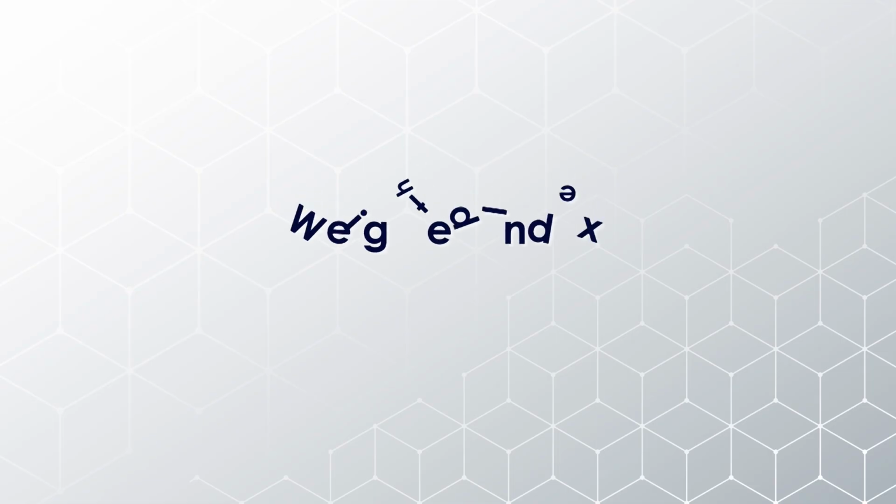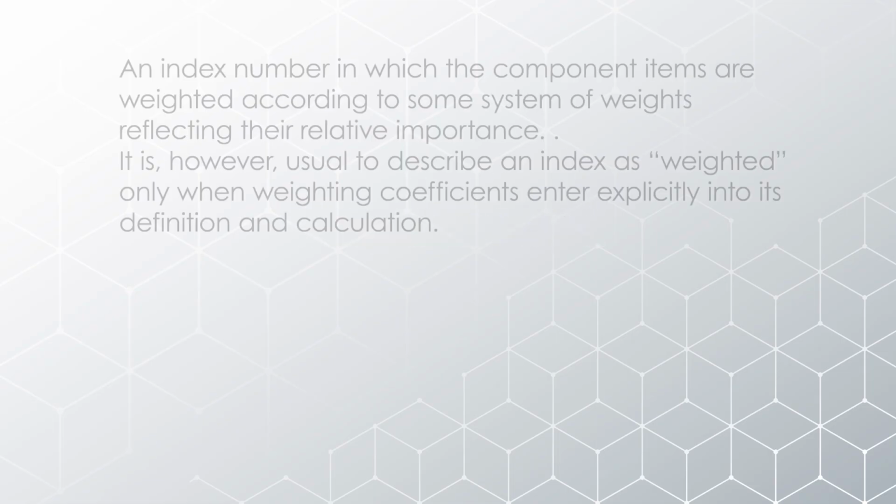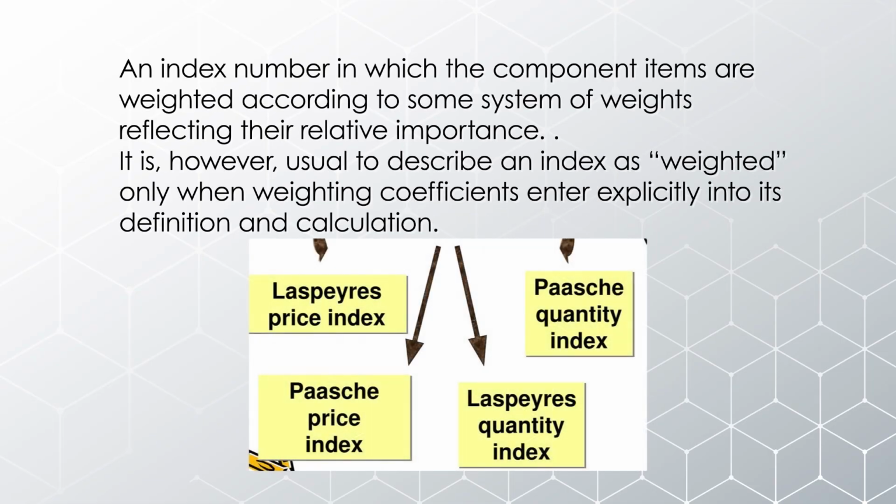Now the weighted index, if we go to the backdrop, is bifurcated. It is calculated by Laspeyres' price index and Paasche's quantity index. A weighted index is an index number in which the component items are weighted according to some system of weights reflecting their relative importance. It is however usual to describe an index as weighted only when weighting coefficients enter explicitly into its definition and calculation.